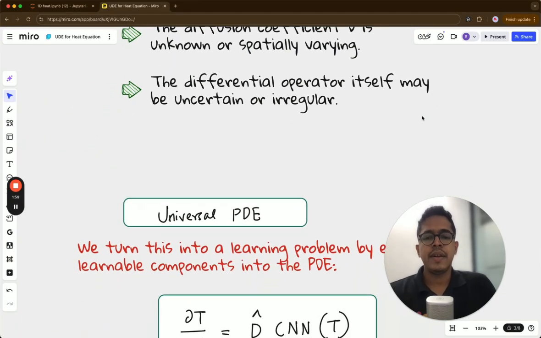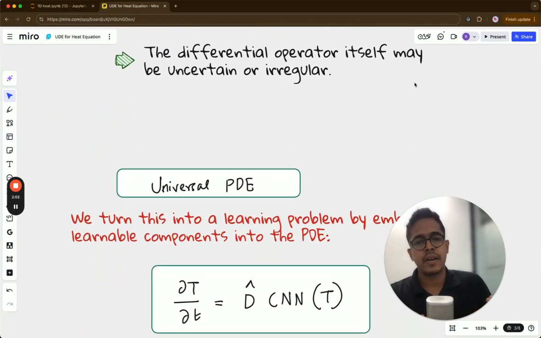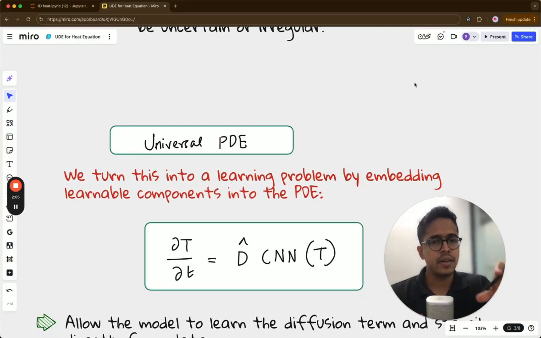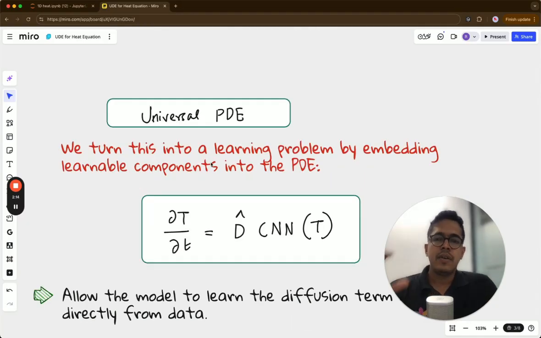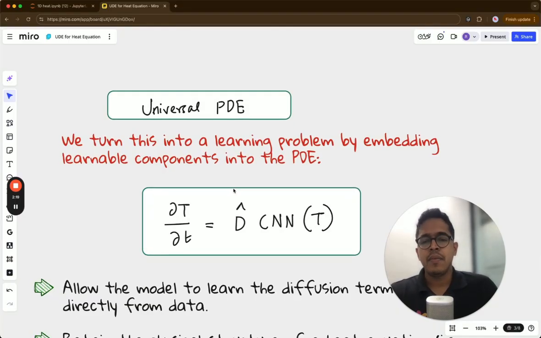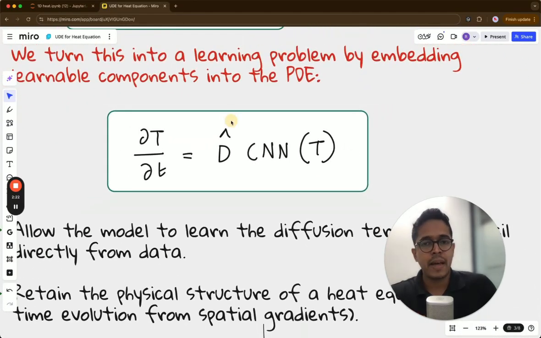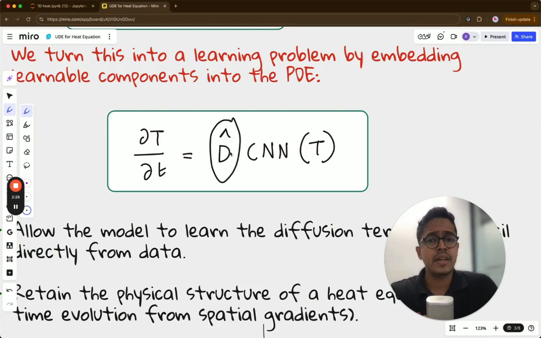So this is where we are bringing something called a universal partial differential equation, or universal PDE, into the picture. In general, you can also call this universal differential equations. The differential equation itself can be partial or ordinary. So here we can convert this normal partial differential equation into a UDE by first of all converting the diffusion parameter into a learnable parameter. So this D-hat means the diffusion term is learnable using a neural network, of course. And here the temperature spatial variation you are trying to approximate using a convolutional neural network.